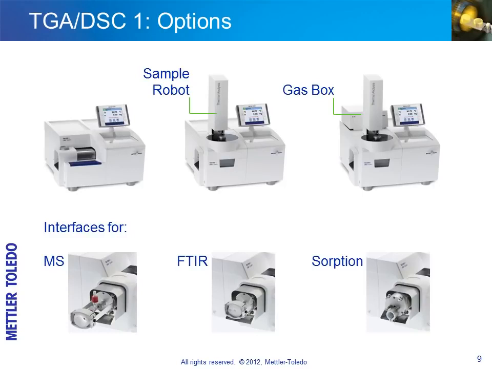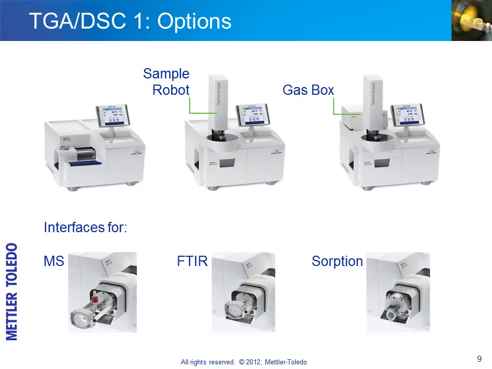In the picture on the right, we see a TGA DSC-1 equipped with a gas box. This can automatically switch, monitor, and control gas flows, and switch from an inert gas to a reactive gas atmosphere during a measurement. The lower part of the slide shows different interfaces used for hyphenated techniques, namely mass spectrometry, MS, Fourier transform infrared spectroscopy, FTIR, and sorption.